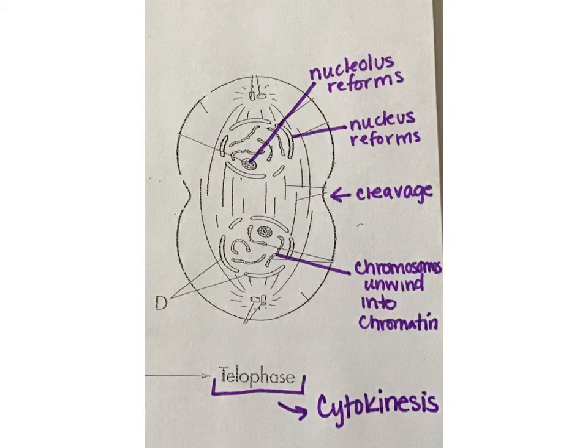So you're going to end up having two cells, but telophase is sort of the reverse of prophase. The nucleus is reforming, the nucleolus is visible, and the chromosomes are uncoiling back into chromatin. All right, so you can see the nucleolus reforms, the nucleus reforms, cleavage is occurring in animal cells. It'll be a little different for plants. Chromosomes will unwind into chromatin, and then telophase will then slide right into cytokinesis, which is the division of the cytoplasm.